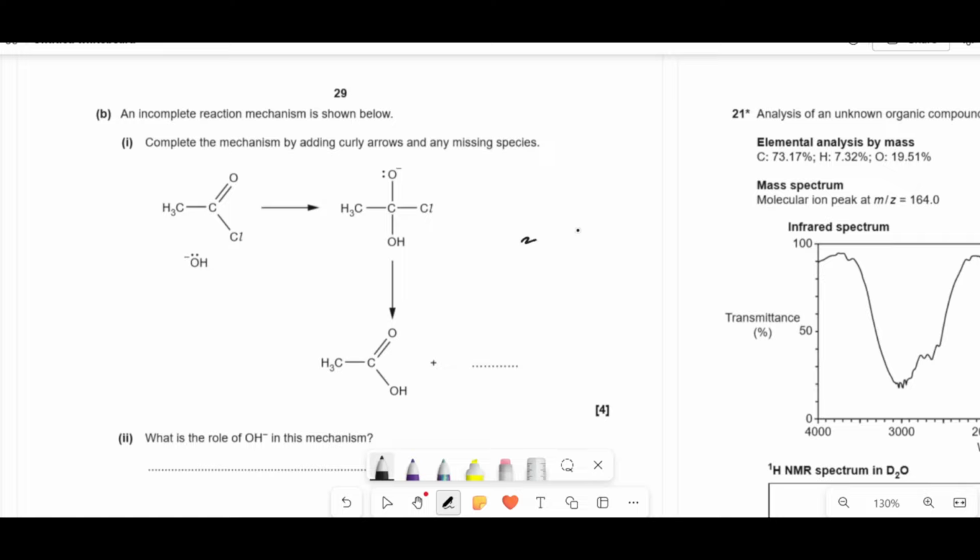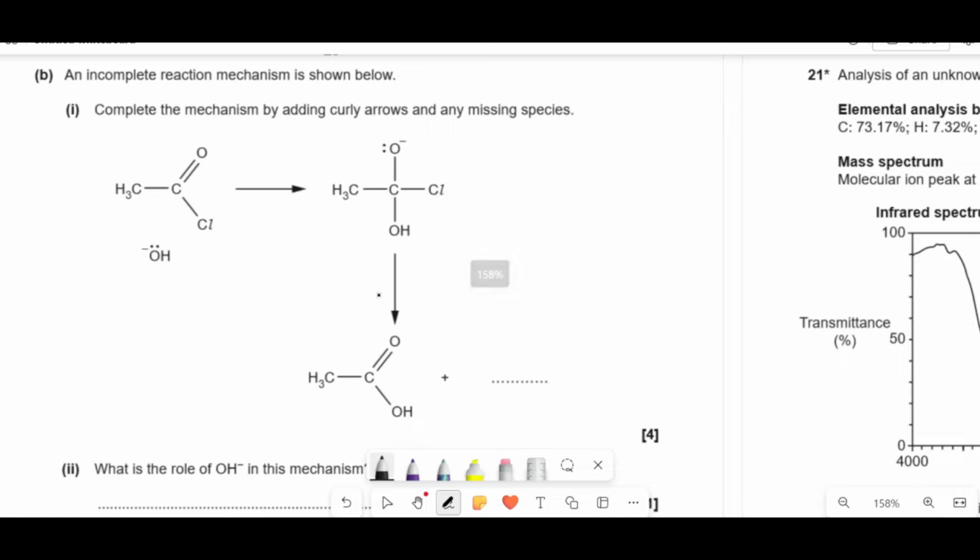So now it says an incomplete mechanism is shown below. Complete the mechanism by adding curly arrows and any missing species. So again, let's have a look at what's going on. Compare them side by side. You see this double bond O has now become an O minus. So already I know that one thing that's definitely happened is an electron pair moved from there to there to give you this. However, you can now see this carbon's got an OH on it as well. And here's the OH. So it must have given its electrons to this carbon, which would be delta positive as well because of the fact that there's an oxygen there, right?